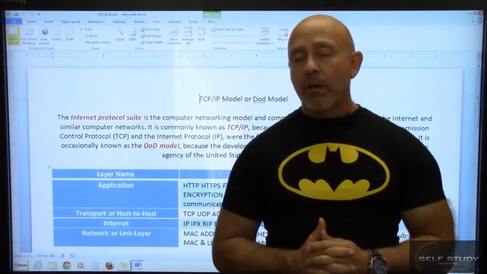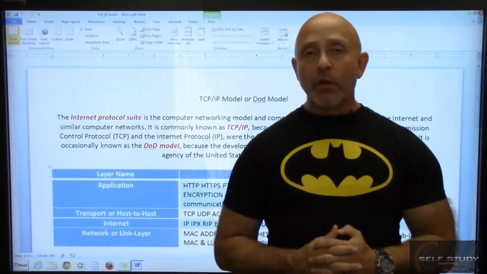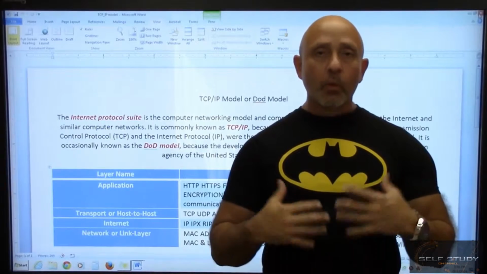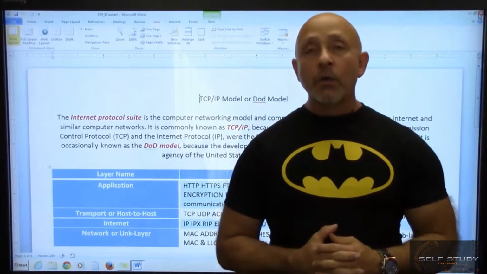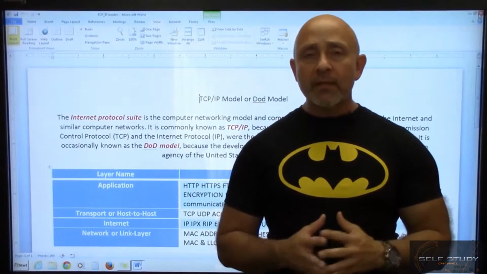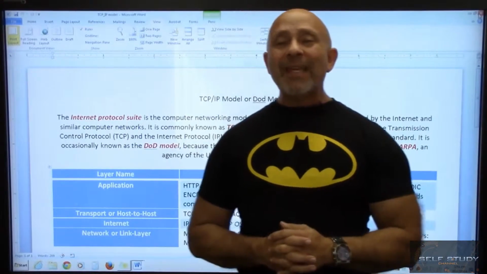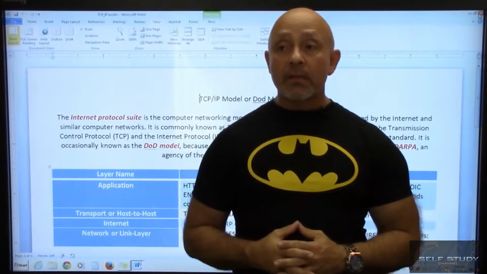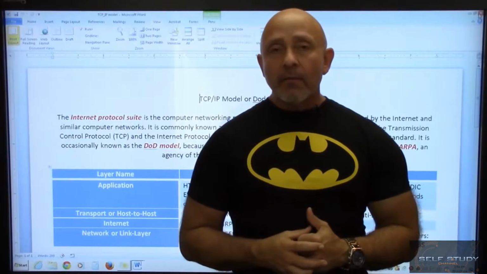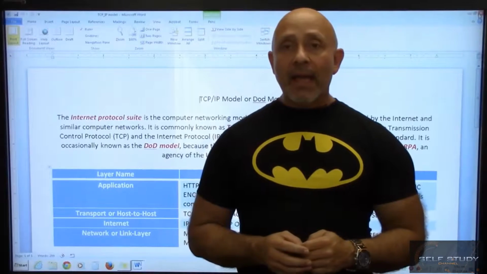Now, I believe it was Berkeley University whose scientists were working on this protocol alongside Unix. So there's some Unix involved within TCP/IP as well. But TCP/IP was embraced very quickly, and it expanded.